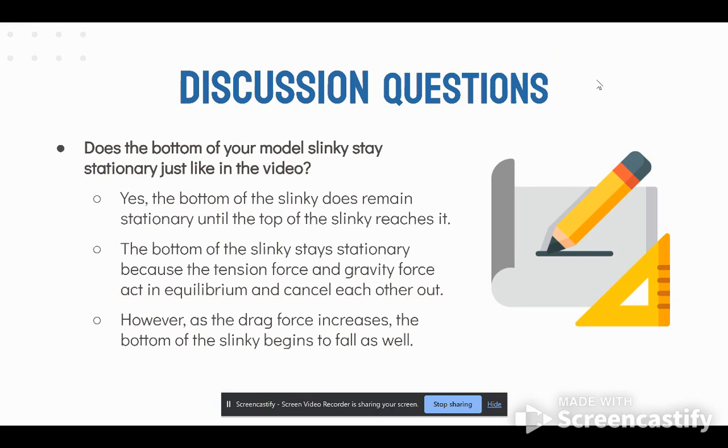So to further think about physics concepts in this lab, we can look at the discussion questions. Yes, the bottom of the Slinky does remain stationary until the top of the Slinky reaches it. Essentially, the bottom of the Slinky stays stationary because the tension force and gravity force act in equilibrium. If you draw out a free body diagram, tension will go up while gravity goes down, so they sort of cancel each other out. But as the drag force increases, the bottom of the Slinky begins to fall as well.